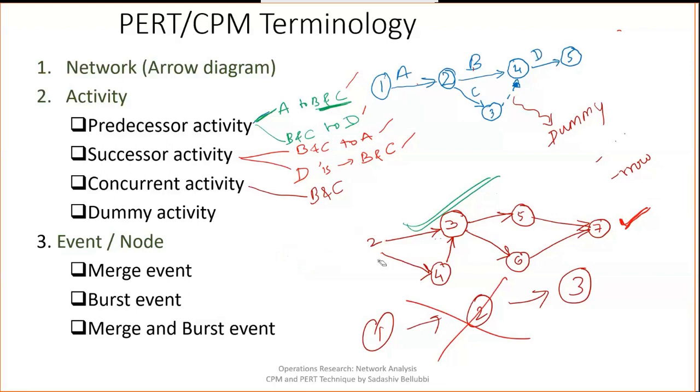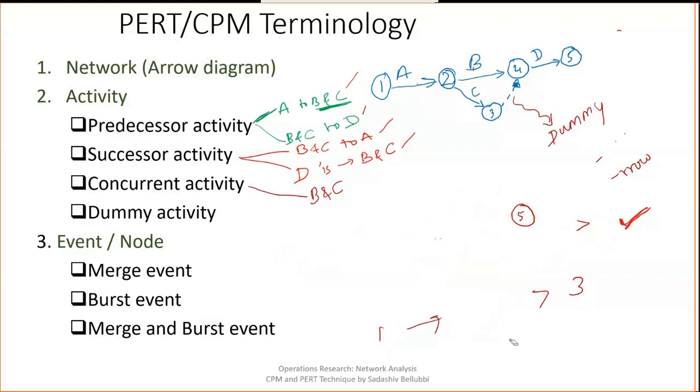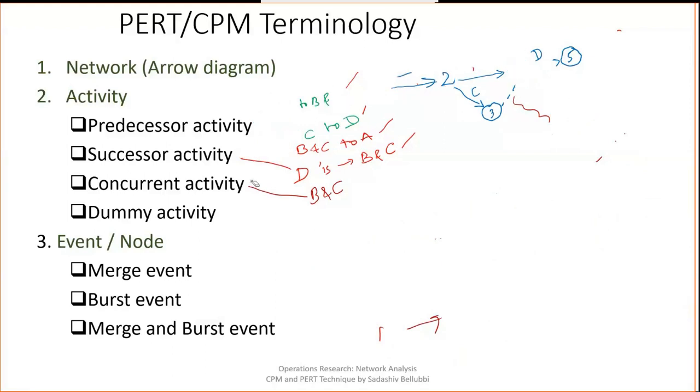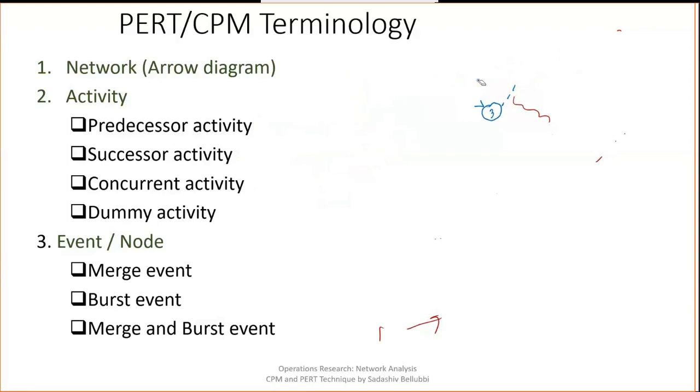Now we'll move on to the events, or the nodes. The point at which one activity is completed and another begins, we call either a node or an event.